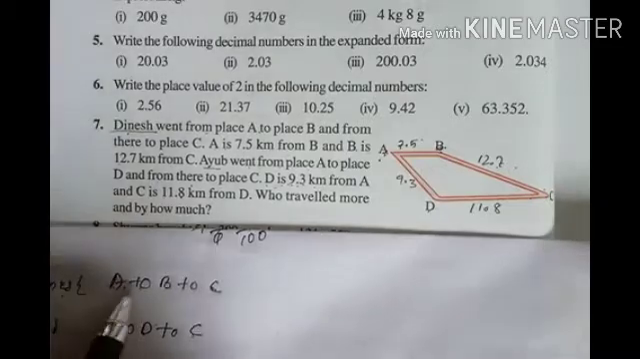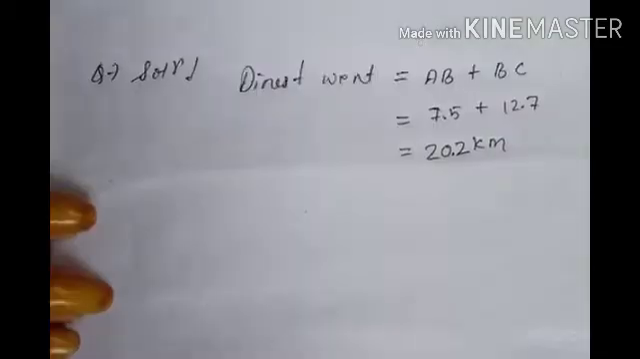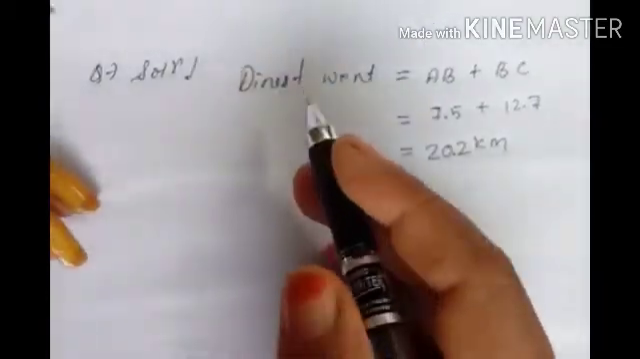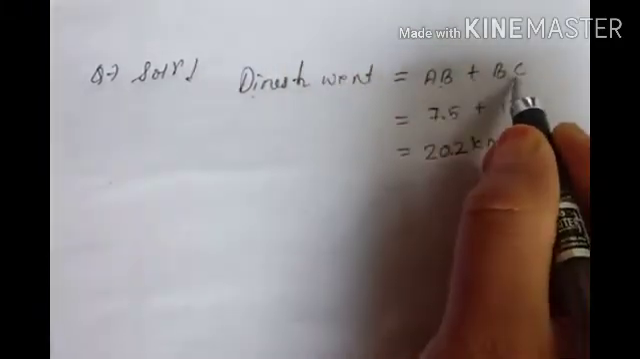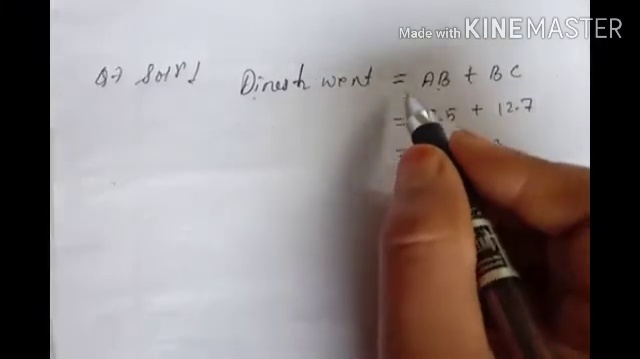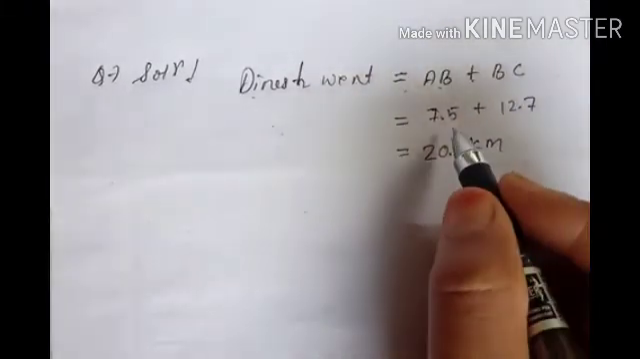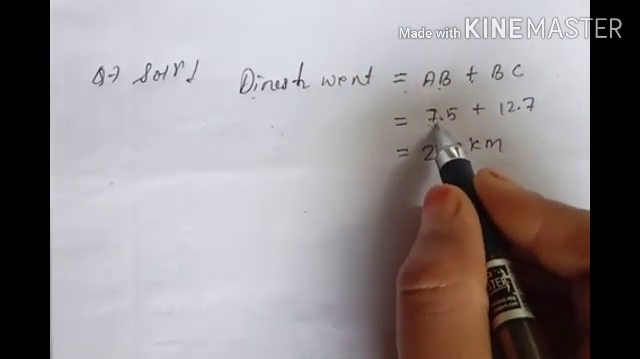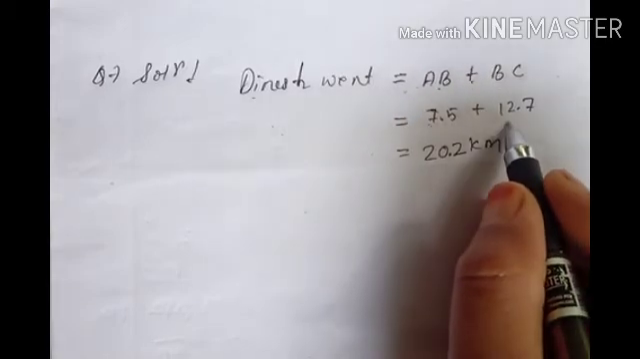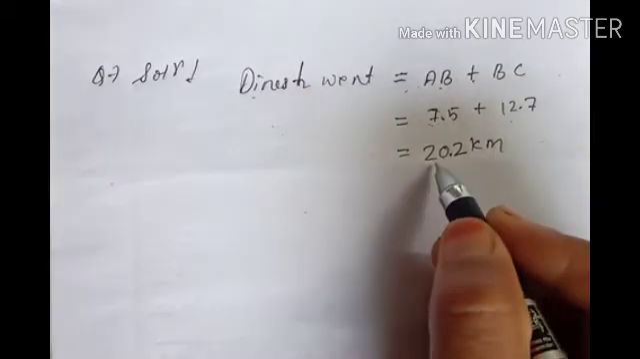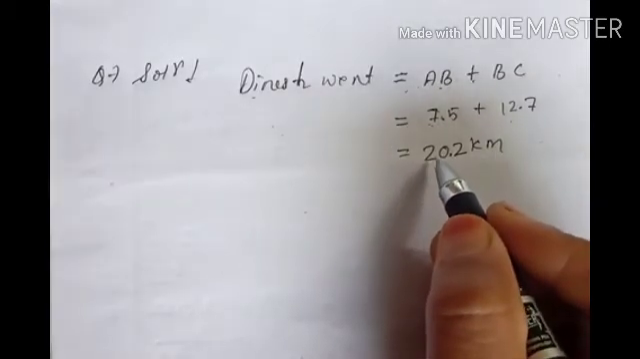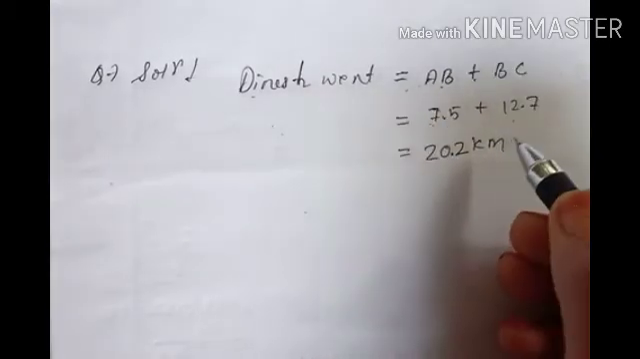You will plus this value, isn't it? Now from the given figure we can see Dinesh went A to B, again B to C, that means AB plus BC. The AB measurement is given as 7.5, and the BC measurement is given as 12.7. Now if you plus this, how much will you get? 20.2.